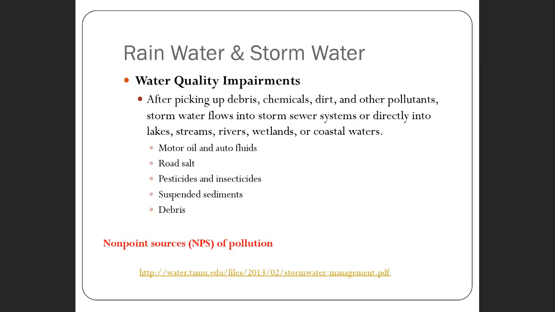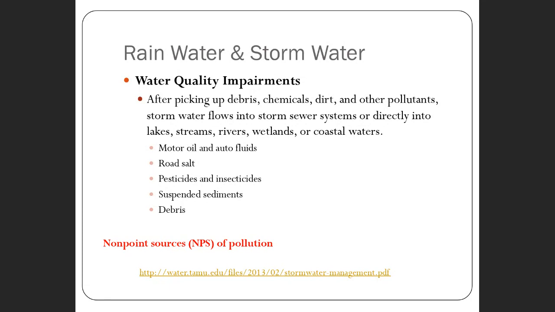I had this slide last time, but I added the little red text there to correctly define what this is called, right? All the dog poop and all the spilled motor oil and all the chemicals and the dirt and all the other stuff that's on our streets and our sidewalks that the rain washes into the storm sewer system. Those are called non-point sources of pollution, or NPS, non-point sources.